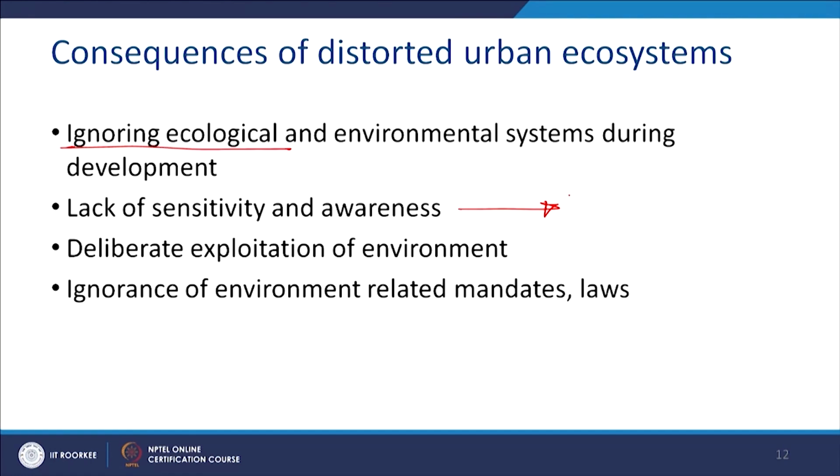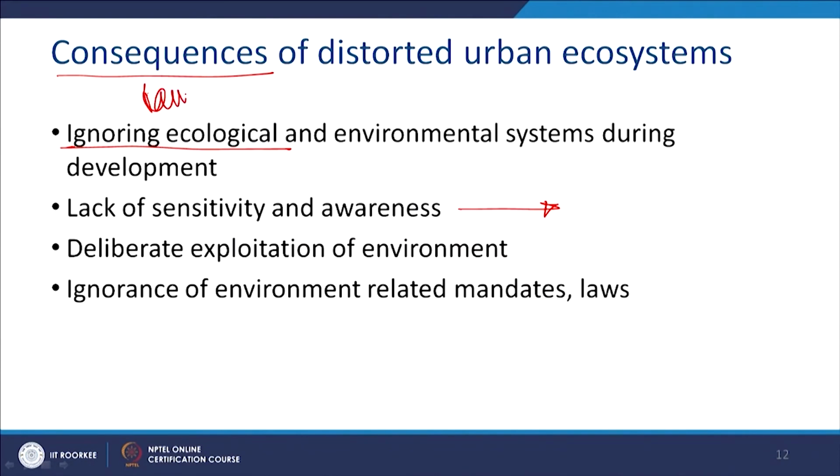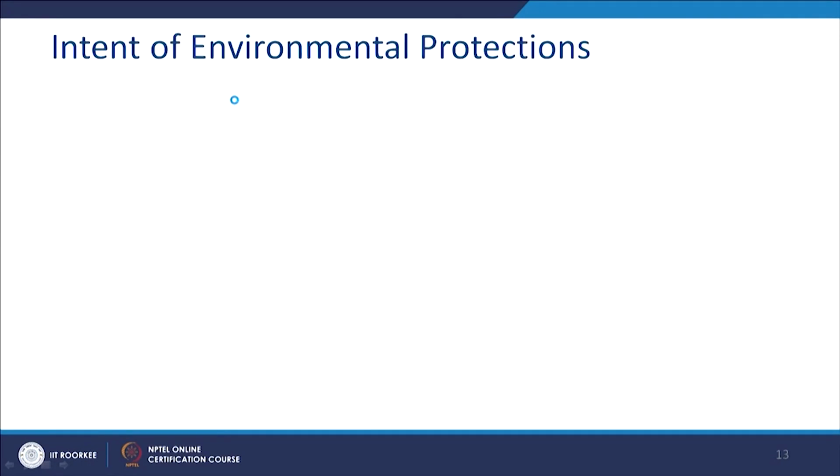Recently, due to this Kerala flood, the High Court gave a judgment that those who have encroached on the river area or river bank will not be given immediate relief. The reason being that they have exploited the environment, they have exploited the natural drainage basin, and as a result the water is going through the other urban areas and people are suffering. So, this is deliberate sometimes. Then ignorance of the environment related mandates and laws, and so basically these are consequences and causes also, and intent of the environmental protection.